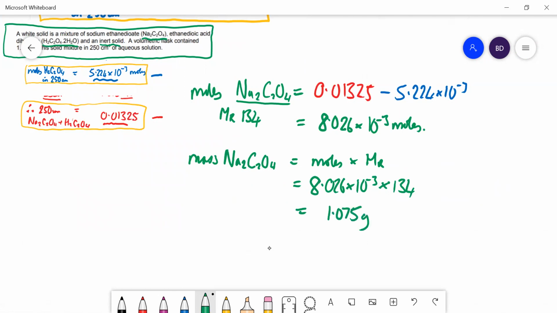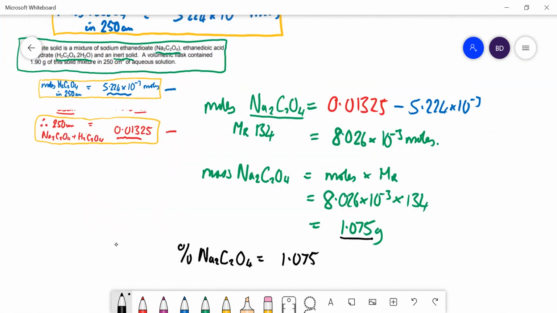1.075 grams. Now, what is our percentage of sodium ethan dioate by mass? Well, it's going to be that divided by the total mass, which they said, I've just covered up, was 1.9, I think. Yeah, we've got 1.9 there, can you see it? Over 1.9 multiplied by 100, that gives 56.6%. Okay, so you have to work fairly hard. A few marks for that question. It's quite a difficult one. Okay, so that is the end of the paper.